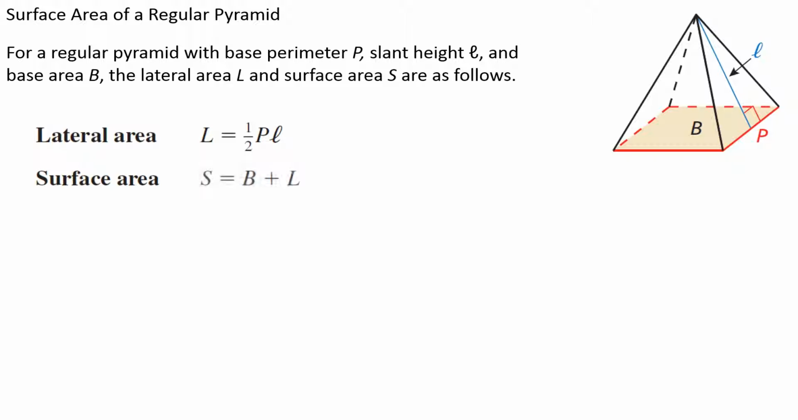And so surface area, well, we just take the area of that one base, add the lateral area, and we've got it. So instead of 2B plus L, it's just B plus L. So area of the base plus 1/2 times the perimeter of the base times the slant height.